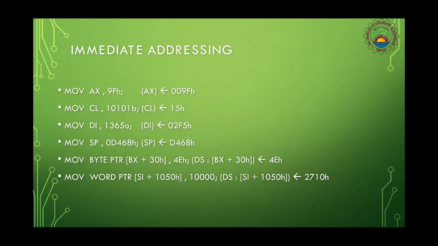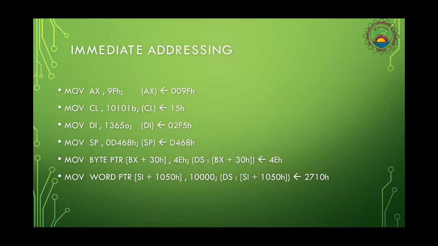So here we are having some examples for immediate addressing instructions. First example is MOV AX, 9F hex. Here processor register AX is involved and immediate data 9F hex is present. So this 9F hex will be converted into a word by placing two zeros. So 009F hex will be moving into the AX register of the processor.